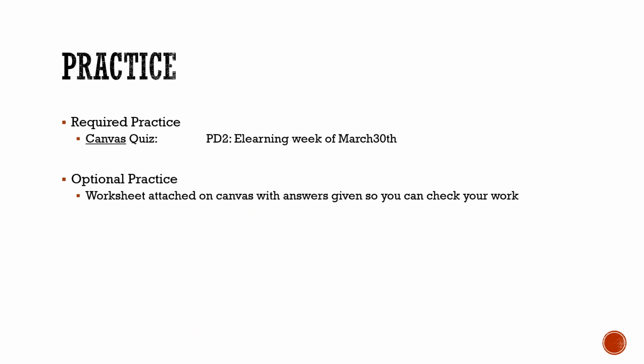All right, so I would like you to go to Canvas and go to the quiz that is labeled Period 2, e-learning week of March 30th. This is your only required practice for this week since we only have a couple of days this week before spring break. There is also an optional practice that is attached on Canvas with the answers, so that if you want to do extra practice just to make sure that you have these methods down before we go to another method after spring break, you can do that.